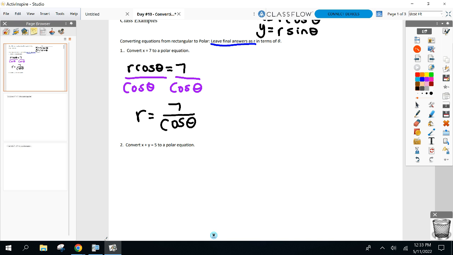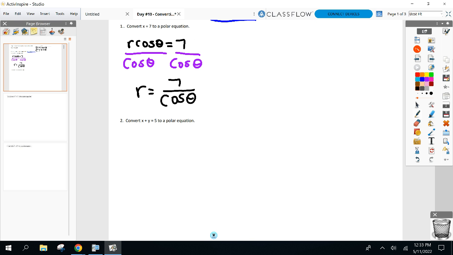Plug them in. Here we go. And then we've got work to do afterwards. So substitute in r cosine theta for x plus r sine theta for y equal to 5. And then this is where I come in.